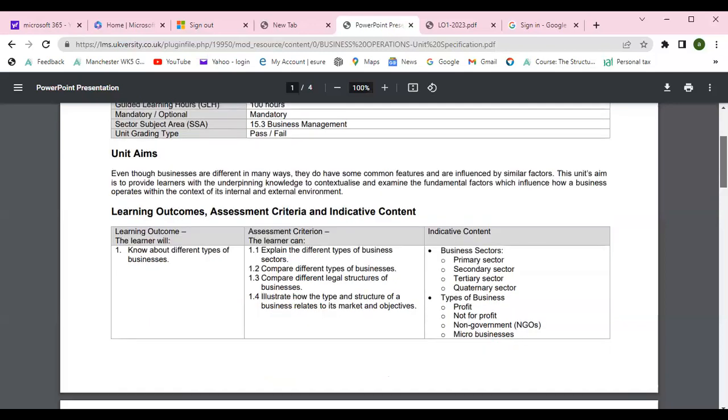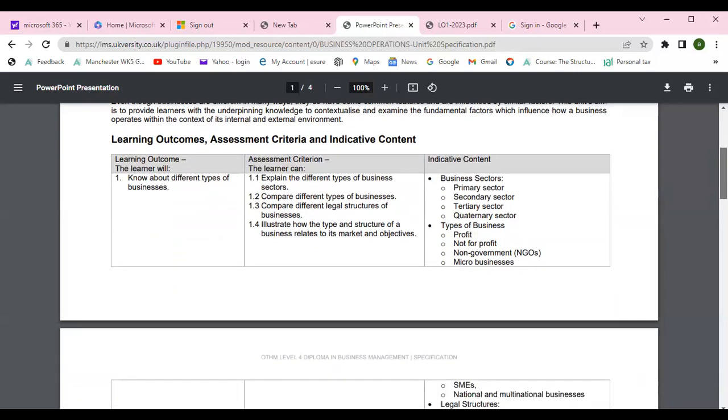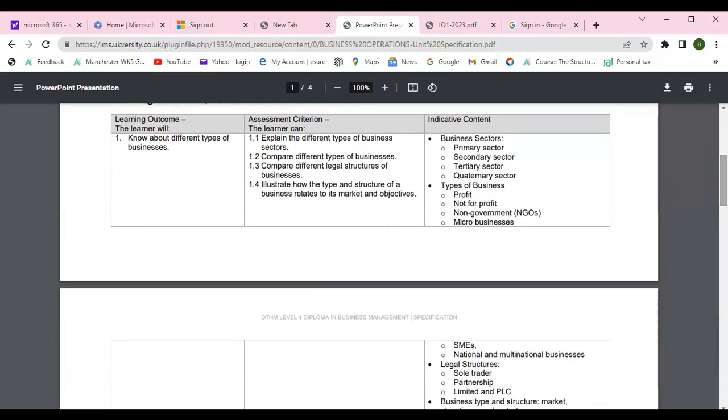So what we are starting today is business operations, which is unit level 4, and it's a mandatory unit. And today's lesson will go through LO1, explain different types of business sector. We'll discuss different types of businesses. We'll go through the legal structure of businesses, and we illustrate the structure of business related to market and objective. We'll go through primary, secondary, tertiary, and third sector, which will go through profit, not for profit, NGOs, micro businesses.